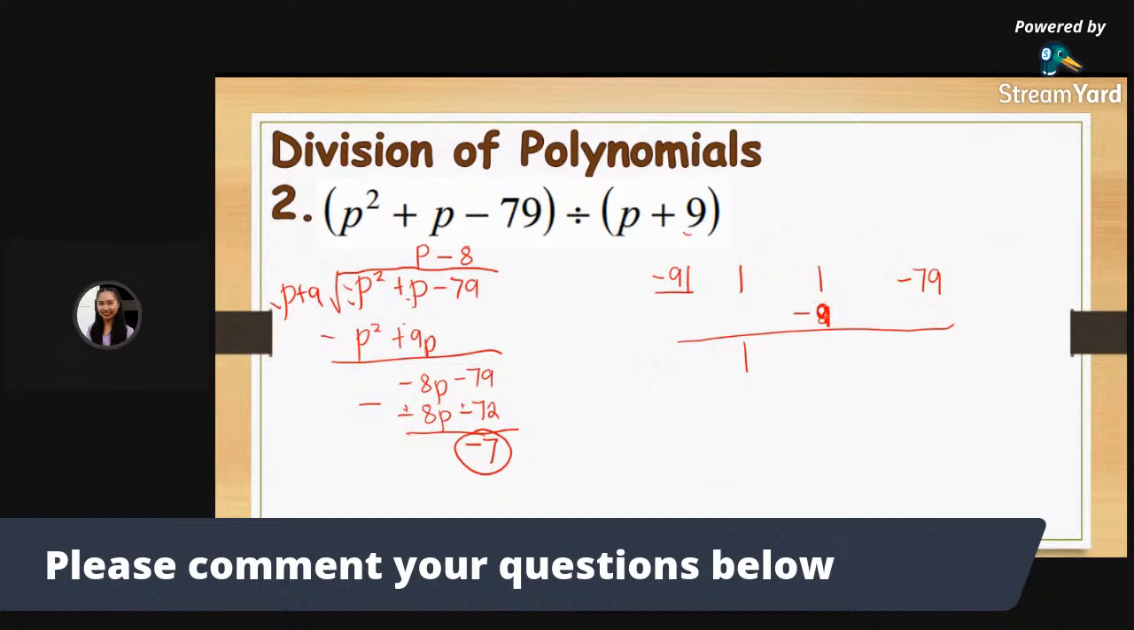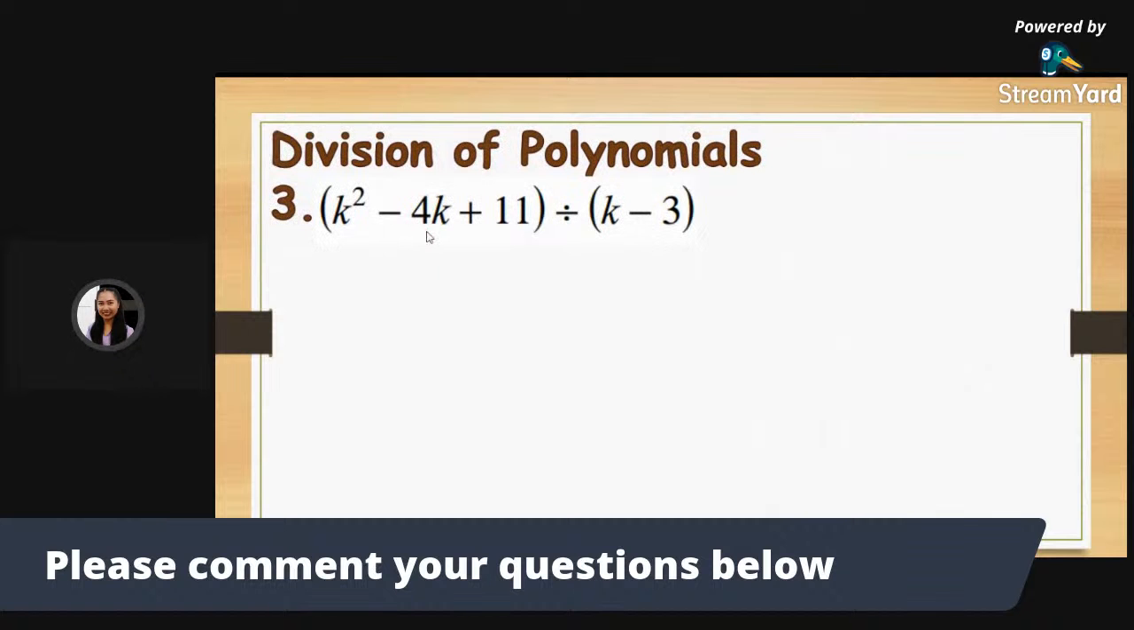So 1 plus negative 9, we get negative 8. And negative 8 times negative 9, the answer is positive 72. So negative 79 plus 72, the answer will be negative 7. So our answer for synthetic division coincides with our answer on long division. The answer will be 1p minus 8. Same thing with long division, that's p minus 8.